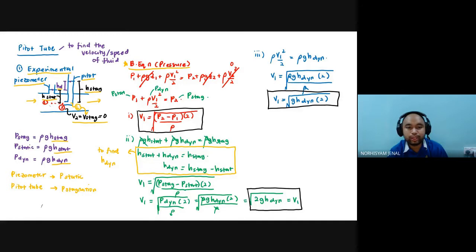P1 plus rho V1 square over 2 equals P2. P1 is what we call P static. Rho V1 square over 2 is what we call P dynamic. P2 is equal to P stagnation. So there are 3 different ways to find out the velocity. The function of the pitot tube is to find the velocity or the speed of the fluid, which is this one over here, V infinity that I show over here. So this is the velocity of the fluid.